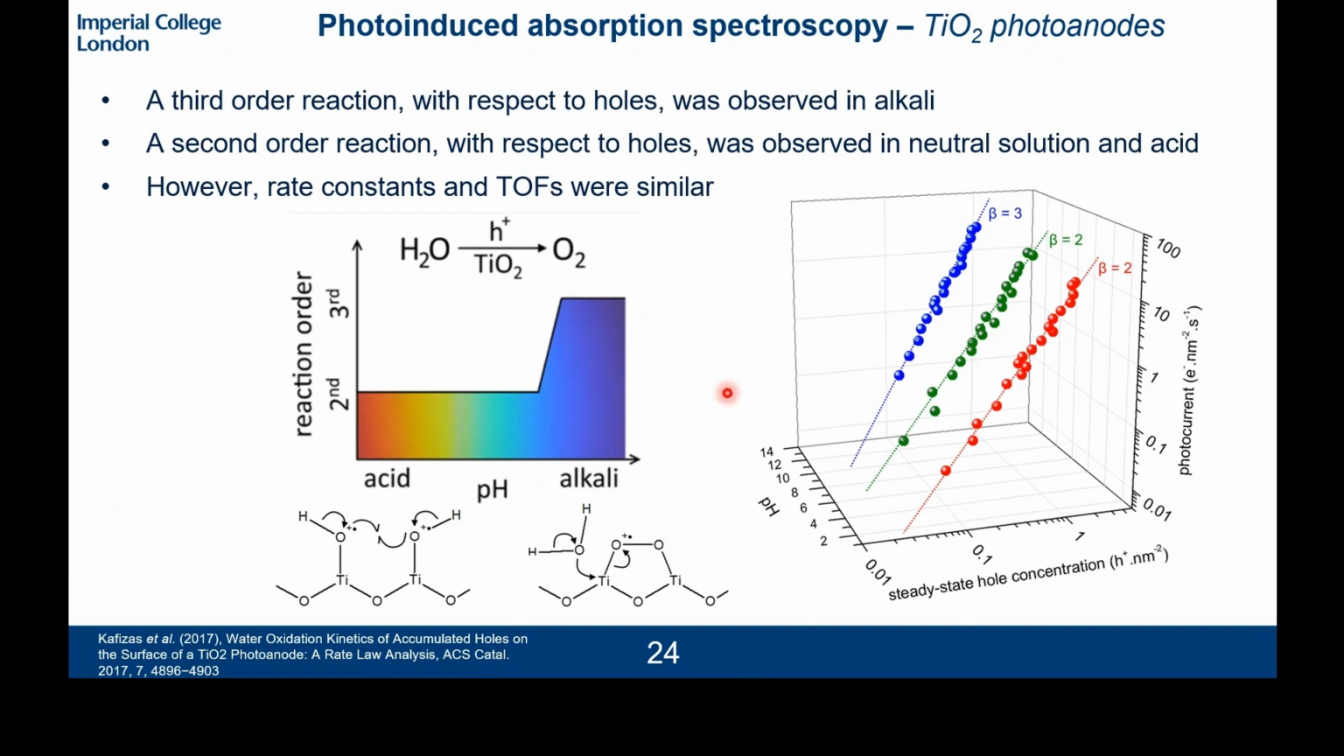I think what's really interesting though is that despite this change in mechanism, if we look at the actual turnover frequency of holes at one sun in acid, neutral, and alkaline pH, they were all almost identical, which I thought was really interesting. So I think that's why people say titanium dioxide, it doesn't matter which pH you measure it in, you're going to get the same performance. And it's just pretty much because at one sun, you're at that region where these different slopes all intersect at one sun conditions, and that will change at much higher suns.